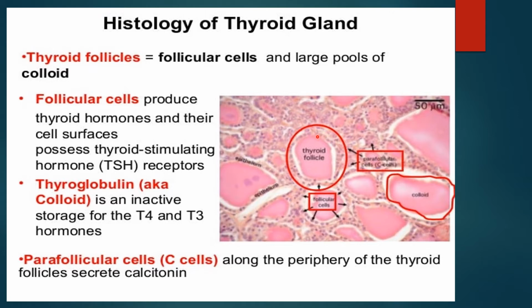So after these TSH receptors are stimulated, it produces T3, T4, which is stored in this colloid. Along with this, we also have some parafollicular cells, that is, behind or around the follicles, which are known as C cells. These C cells are responsible for the production of calcitonin, which is another hormone produced by the thyroid. So these are the parafollicular cells as you see, and this is the central part which is known as colloid.